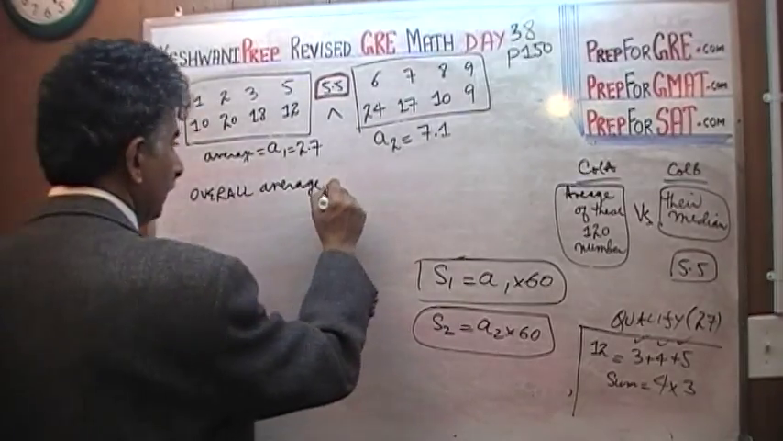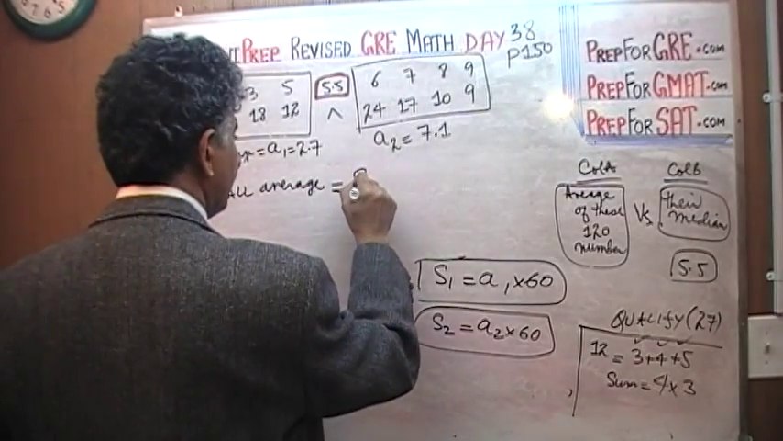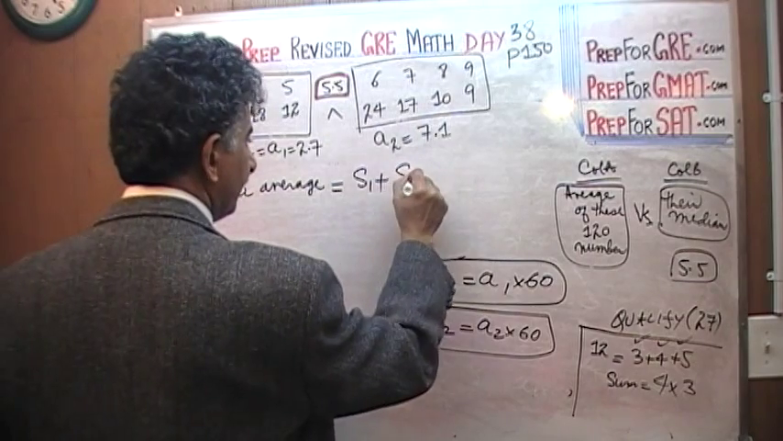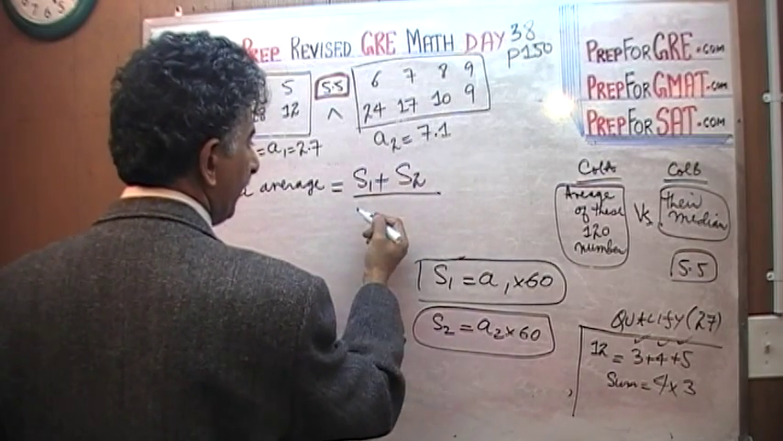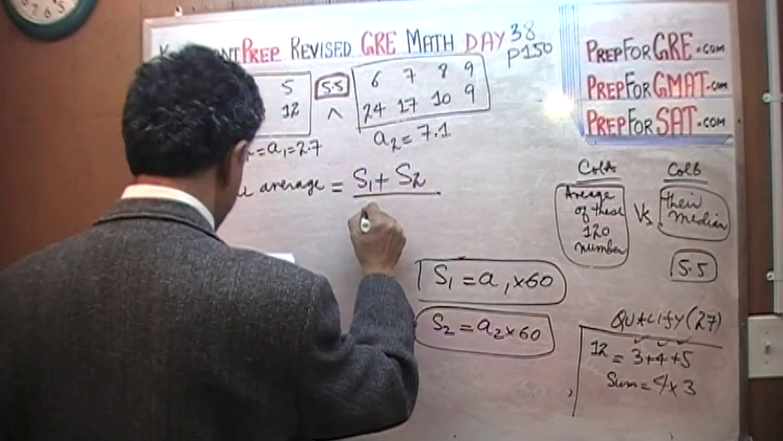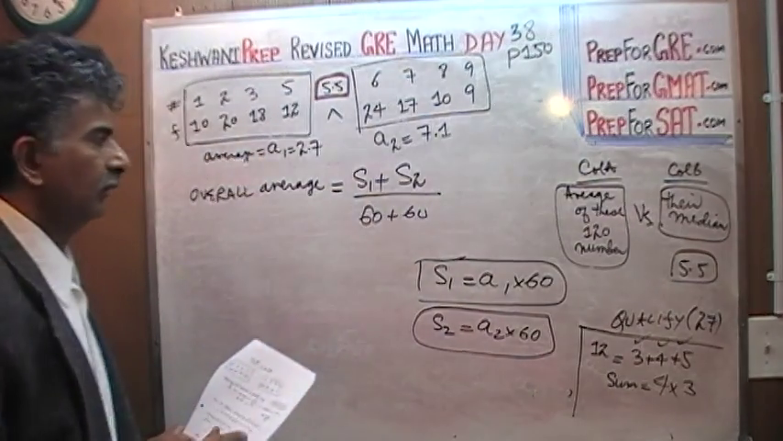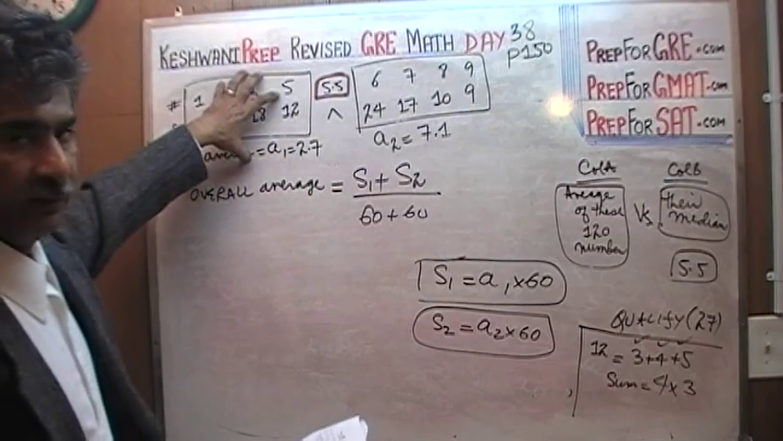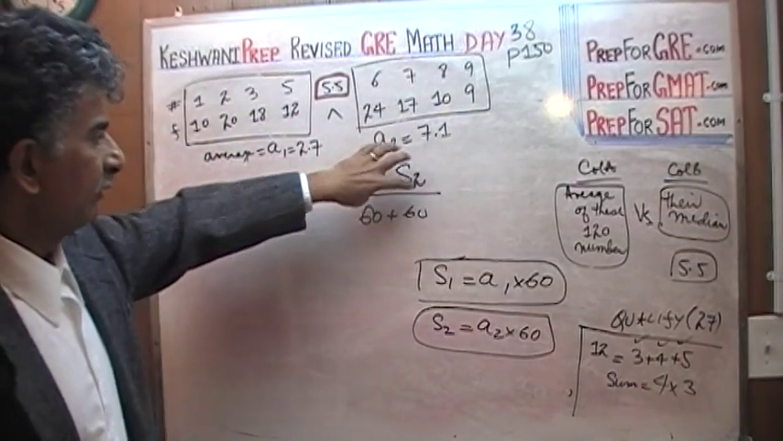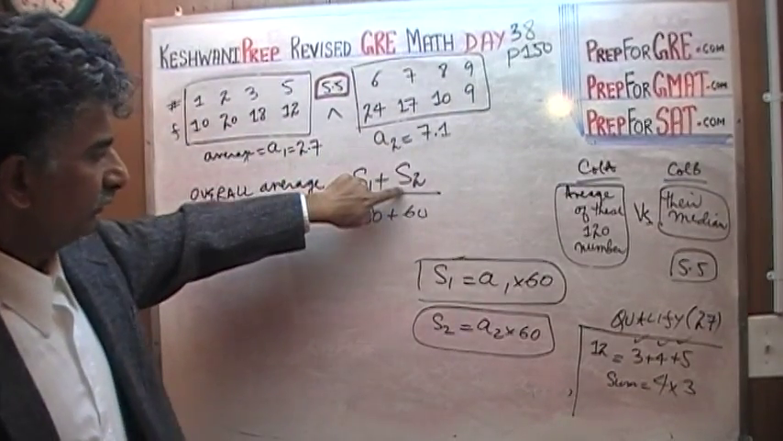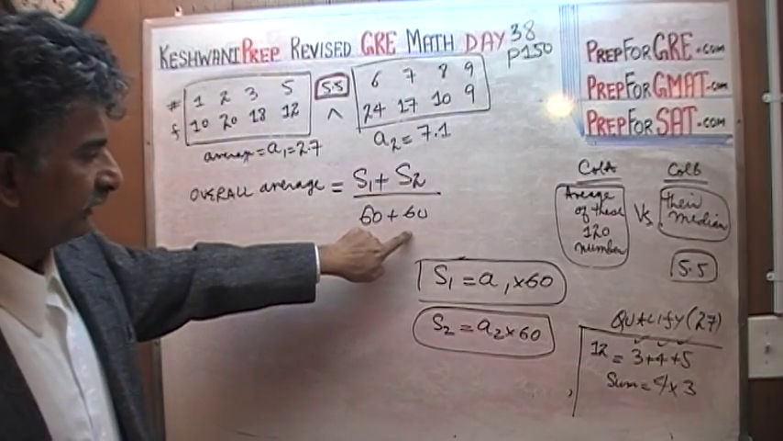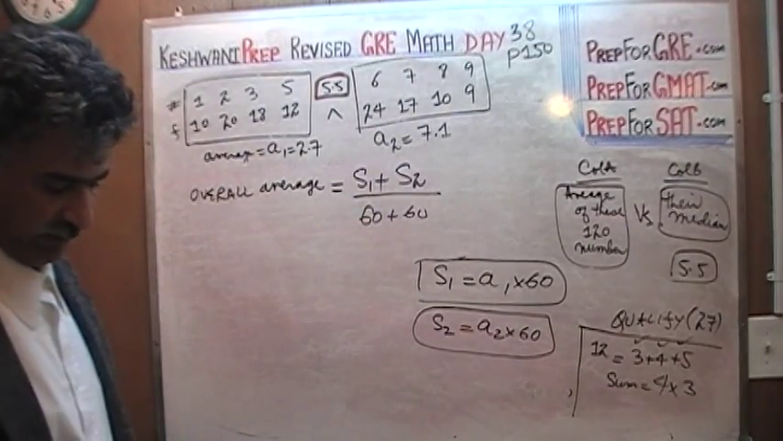The overall average must equal the sum of the first group plus the sum of the second group, divided by the number of numbers, which is 60 plus 60. We have 60 in the first group, 60 in the second group. So S1 plus S2, the sum of 120 numbers, divided by 60 plus 60.